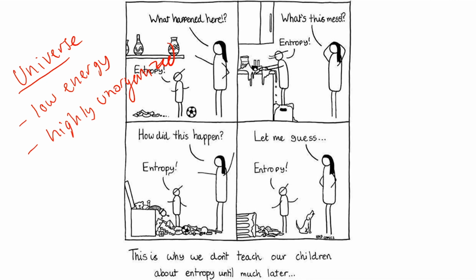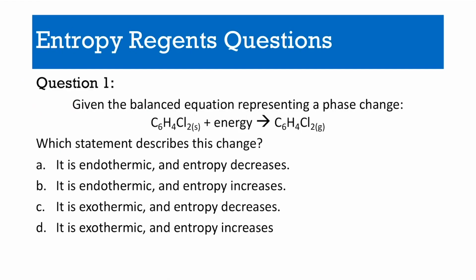So that wraps it up for the PowerPoint, the information. So now let's go ahead and practice some Regents questions. Okay, so the first question we have in front of us is, given the balanced equation representing a phase change. Okay, so take a look at this chemical reaction, all right?